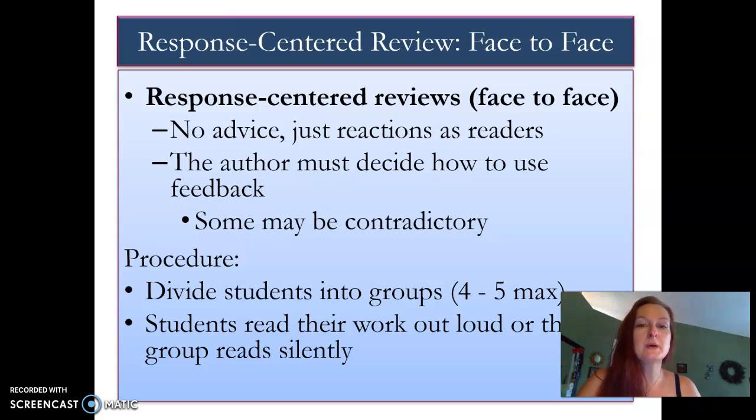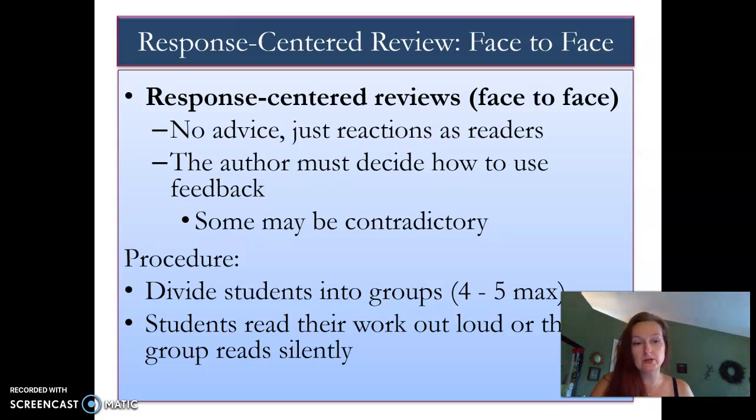There are response-centered reviews, and now let's talk about the face-to-face procedure for this. Response-centered reviews focus on just honest reader reactions. So no advice. You're not giving advice. You're not saying, I think you need to do X, Y, or Z. You're just reacting. And then the author has to decide how to use that feedback.